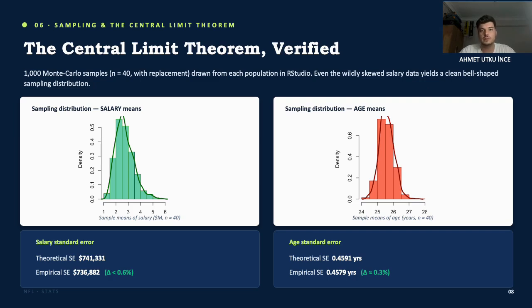Next, we wanted to bridge descriptive stats into inferential territory. To do this legally with such data, we verified the central limit theorem. We simulated 1000 Monte Carlo samples with a sample size of 40 in RStudio. As shown in the graphs, even though the raw salary data was heavily right skewed, the sampling distributions for both age and salary converge into beautiful, clean bell curves. Furthermore, our empirical standard errors match the theoretical calculations almost perfectly, with an error margin of less than 0.6%. This mathematically validates all the parametric inferences we will make next.